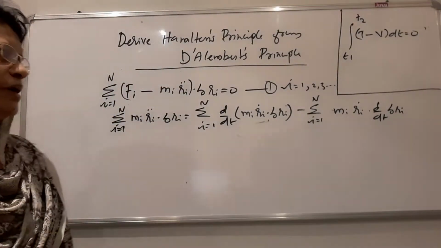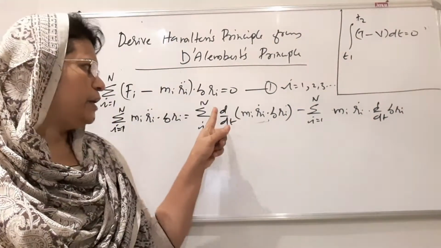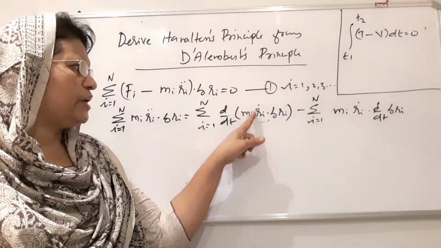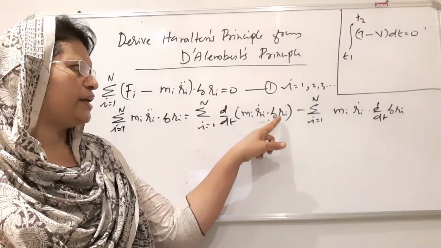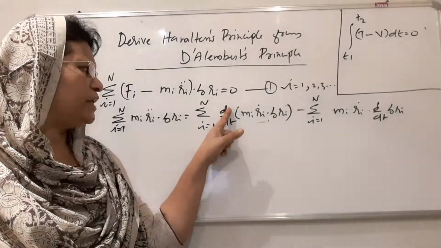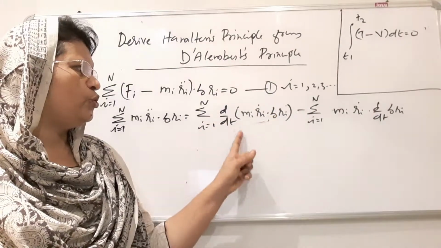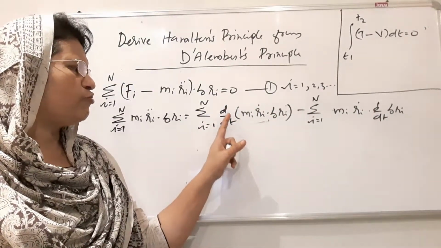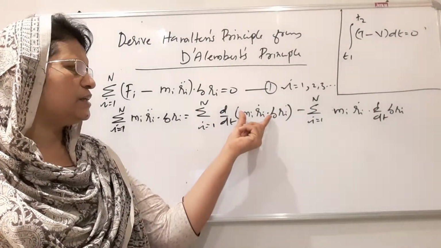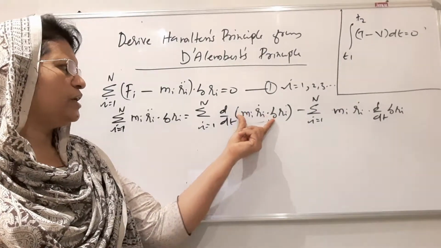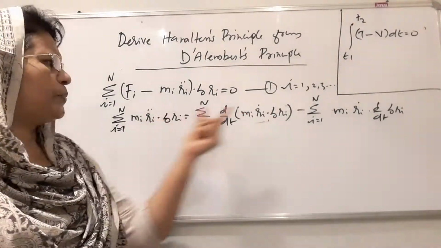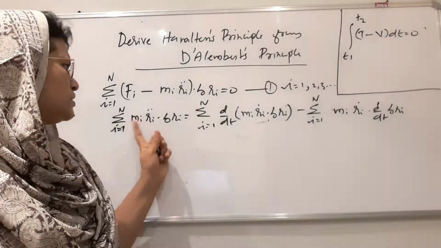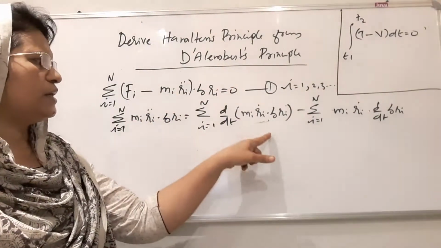This is by differentiating u into v, d by dt of uv. Here mi is not a vector; Ri dot and delta Ri are vectors. For d by dt of uv is equal to u into dv by dt plus v into du by dt. In a similar manner, we are differentiating this one. We get this term plus this term. Therefore, the second term of the first equation can be rewritten just like this.